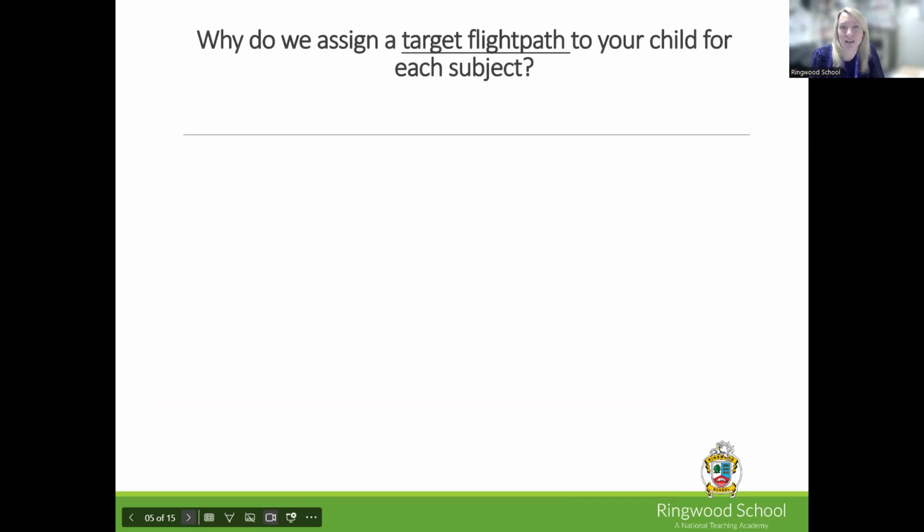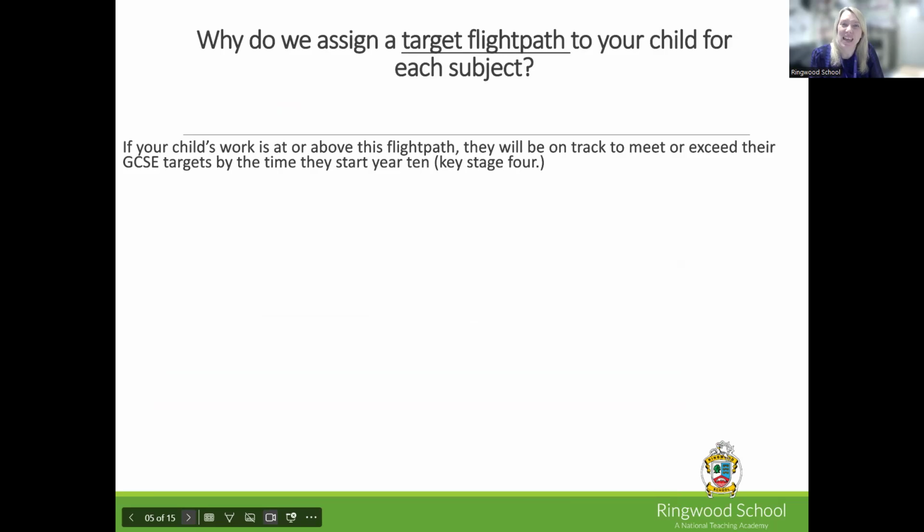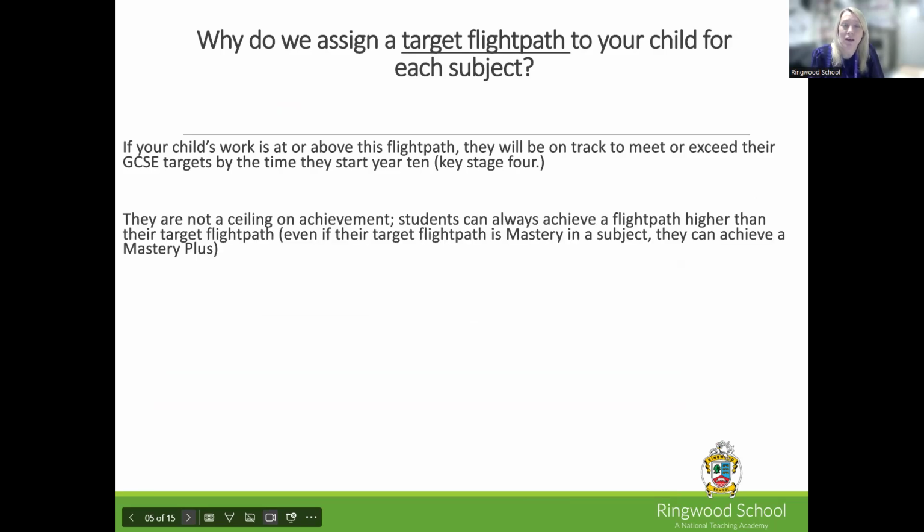So why do we give your child a target flight path for every subject? Like I've just said, if they are at or above their flight path, then we know that they will be on track to meet or exceed their GCSE target grade by the time they start year 10. They're not in any way a ceiling on achievement. If you have a target flight path of developing, that is just your target. That's just where we're thinking you should be aiming for or above. It is not any kind of ceiling. Students can always achieve a flight path that is higher than their target flight path. Even in mastery, if their target is mastery, they could be awarded a mastery plus by their teacher, just to show that they're right at the top of that flight path.